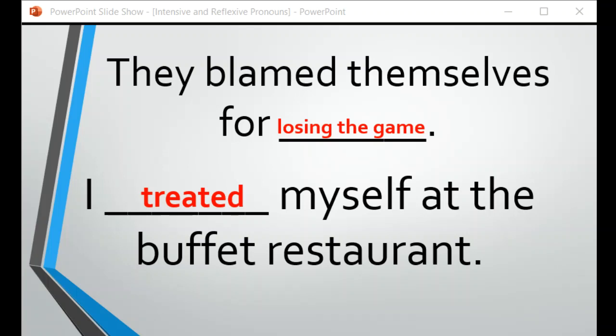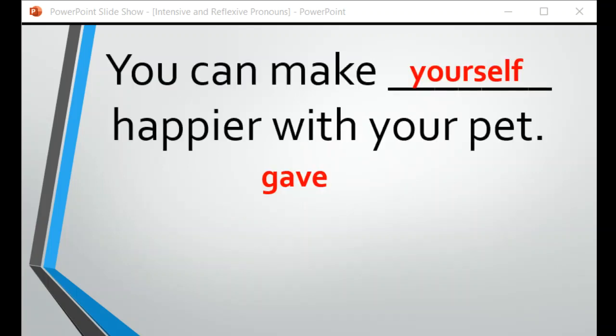Could you please repeat? Very good. What is your answer? That's right. You may use the word treat, or you may use its past tense, treated. I treated myself at the buffet restaurant. How about this one? You can make blank happier with your pet.